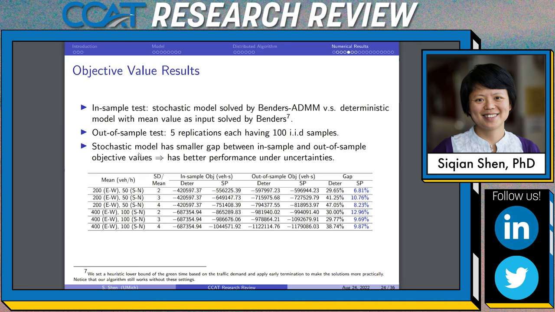So I'm going to show you that, in fact, for the stochastic problem, I'm going to measure the gap between my in-sample and out-of-sample values, just to see how different the results will be if you use a different set of scenarios. And in general, a stochastic model will have a much smaller gap between the in-sample and out-of-sample, which means that it will have better performance under uncertainty.